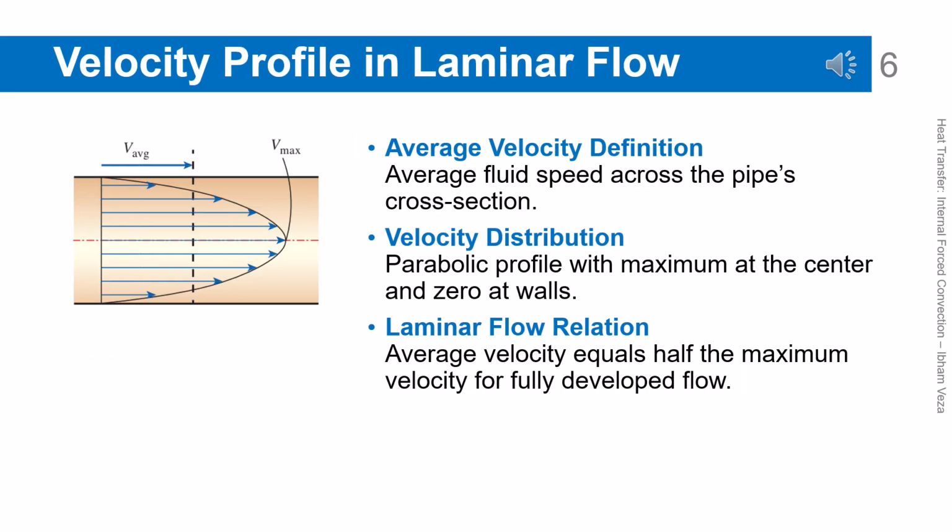Velocity profile in laminar flow. In fully developed laminar flow, the velocity profile has a parabolic shape. The maximum velocity occurs at the center of the pipe and becomes zero at the wall due to the no-slip condition. The average velocity is smaller than the maximum velocity. For laminar flow in a circular pipe, the relation V average equals V max divided by 2 applies. This profile reflects the dominance of viscous effects across the entire cross-section.